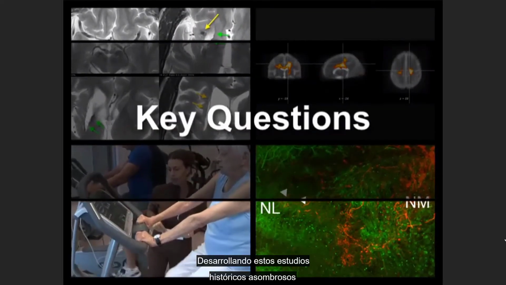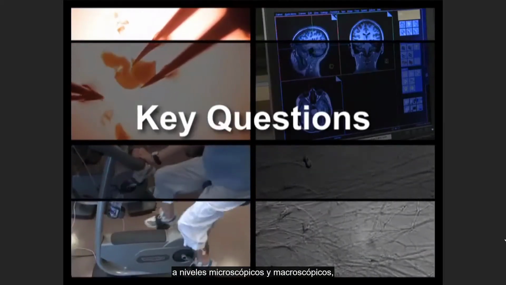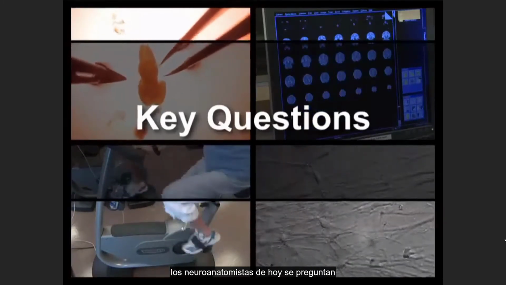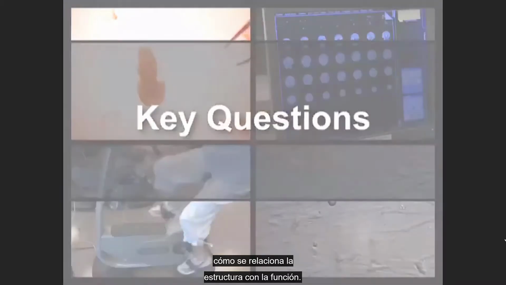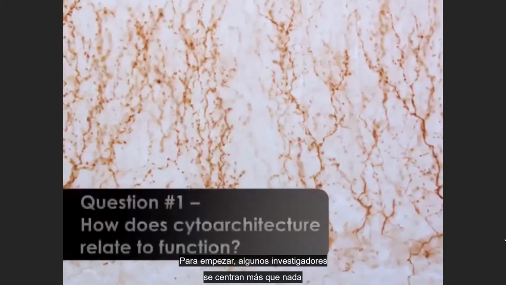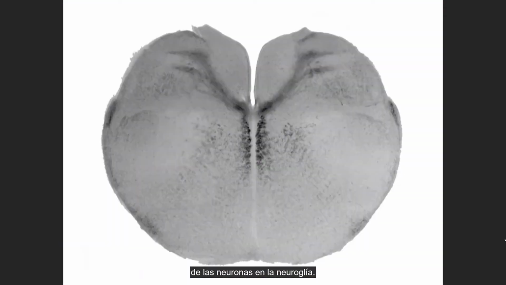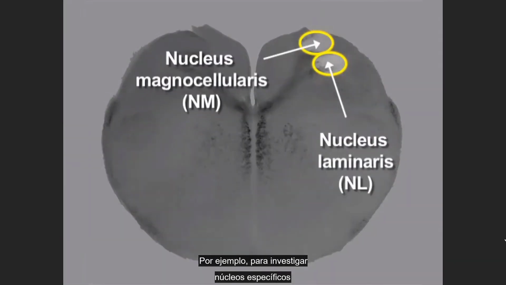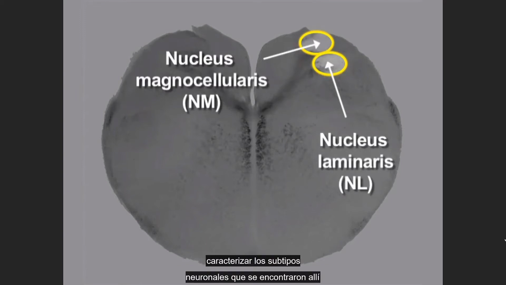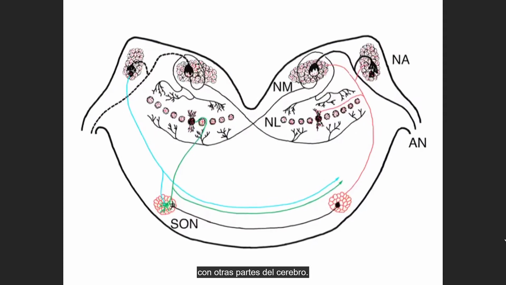Building upon these impressive historical studies of nervous system structure at the microscopic and macroscopic levels, today's neuroanatomists ask questions concerning how structure relates to function. To begin, some researchers focus specifically on cytoarchitecture, or the arrangement of neurons and glia. For example, to investigate specific nuclei or neuron clusters in the brain, it is helpful to characterize the neuronal subtypes found there and the connections those cells make with other brain regions.